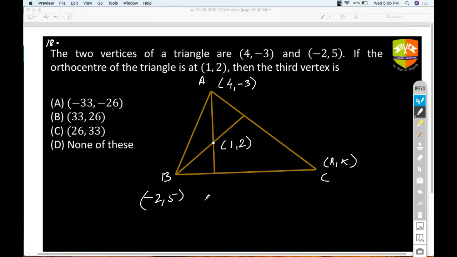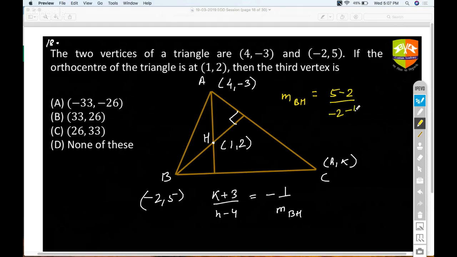Okay, so 18. This is a very simple problem to solve because you can just plug in the points. For example, I know that this is going to be perpendicular, right? So k plus 3 by h minus 4 should be the negative reciprocal of the slope of, let's say, this point BH. So it should be negative 1 by slope of BH. Correct? Slope of BH is going to be 5 minus 2 by minus 2 minus 1, which is going to be 3 by minus 3. That's going to be negative 1. So that's going to be 1. Okay. So k plus 3 is going to be h minus 4.